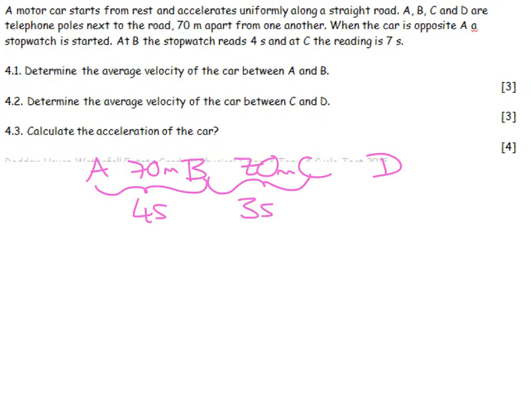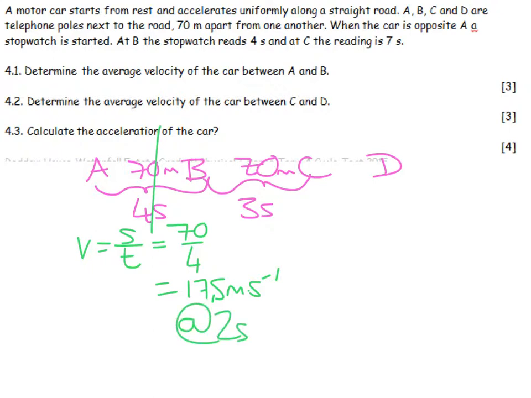Determine the average velocity, and you should know this from last year. Velocity is equal to displacement over time. 70 divided by 4. Nothing difficult in that at all. And it should be 17,5 meters per second. When is that true? At 2 seconds.